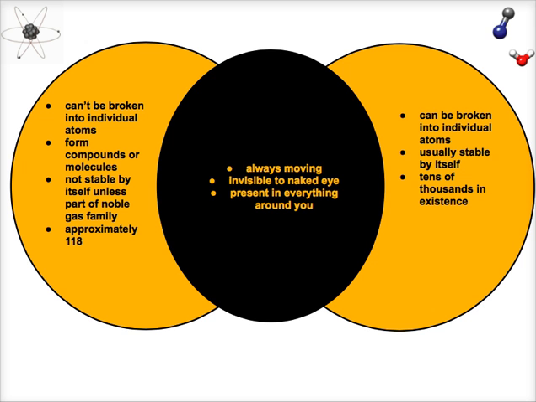How are atoms and molecules the same? Well, they both are always in a state of motion. You can't see them without the proper laboratory equipment, and they are everywhere.